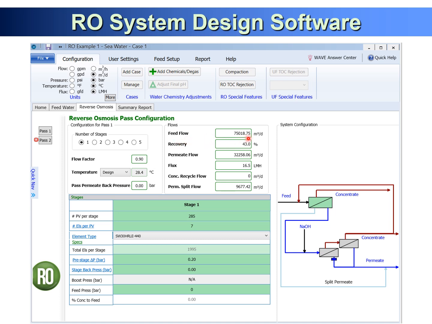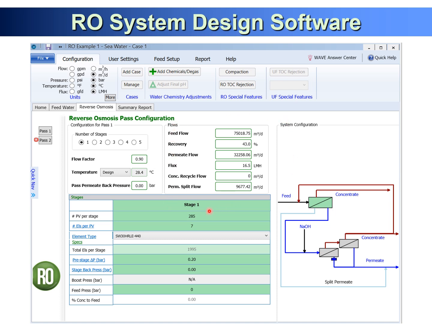So feed flow 55,000 cubic meters per day. We need a recovery of 43%, and you will achieve the permeate flow. And what's the flux of your membrane? Average flux, and then concentrate recycle flow or permeate split flow. So based on your design flow, you can enter your value.